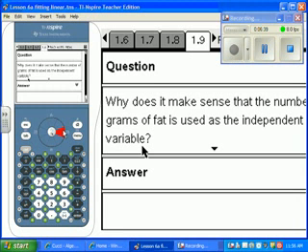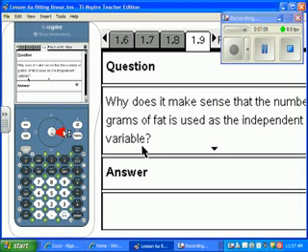All right, so question is, why does it make sense that the number of grams of fat is used as the independent variable? Now, remember, where is the fat grams located on the graph? Is it X or Y? X. So X is called your independent. Y is called your dependent. Okay, so why does it make sense that fat is used as independent? Because of the amount of fat that you take in.